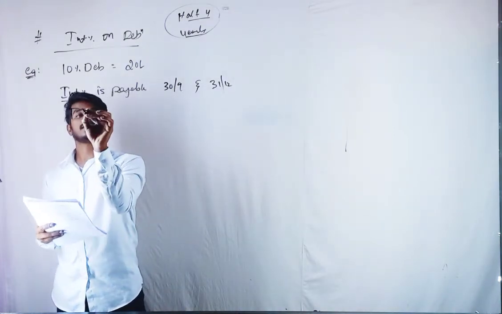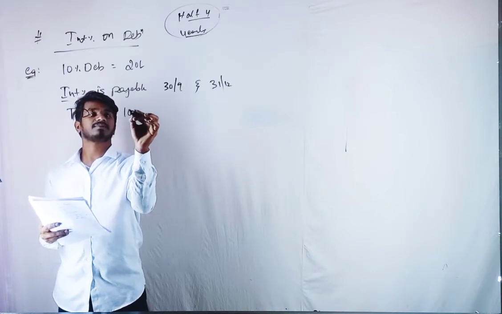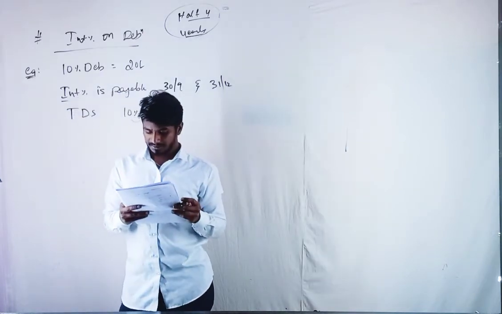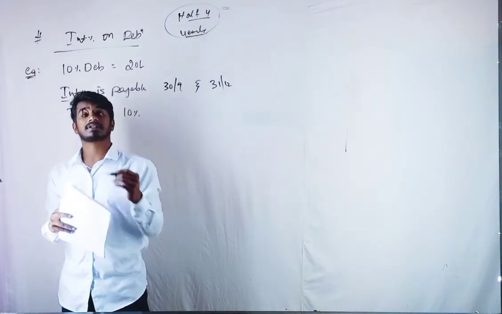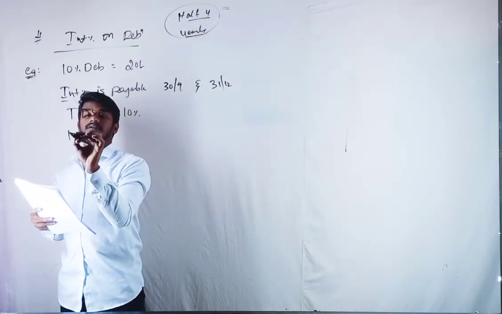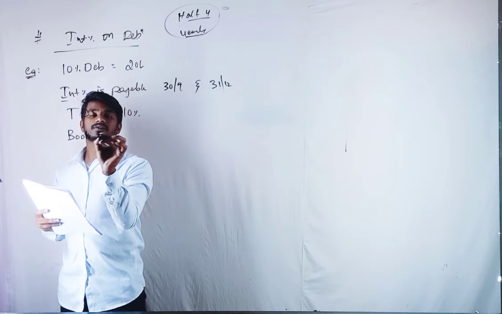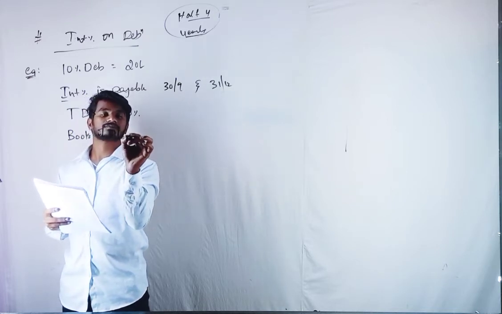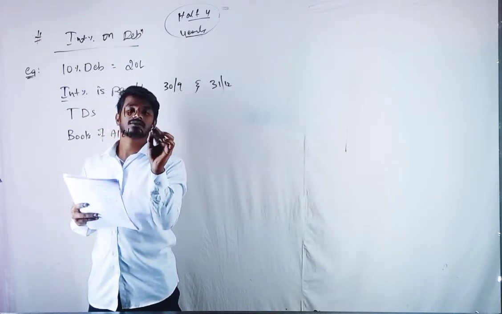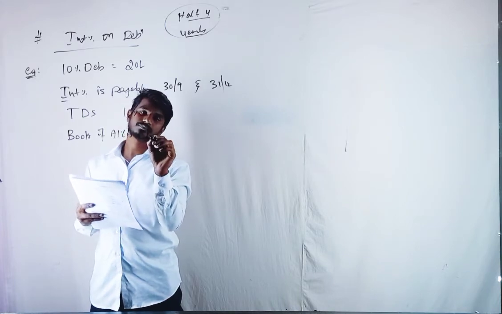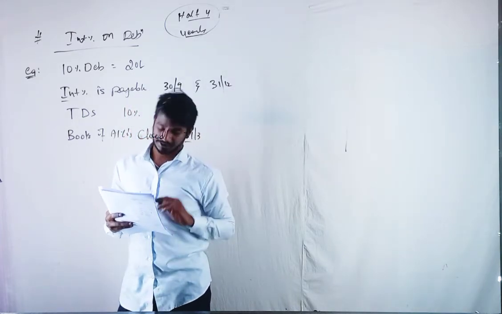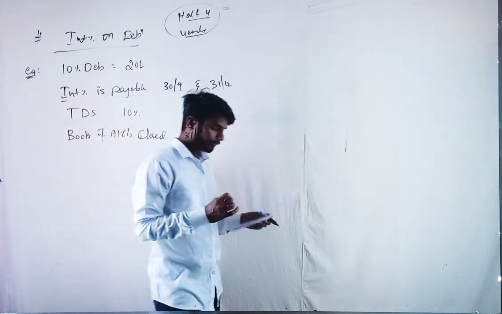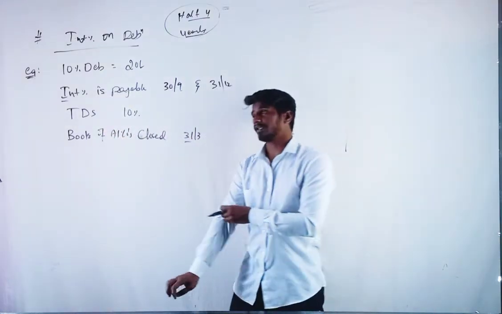TDS rate is there. TDS rate is 10%. Books of accounts are closed on 31st 3. So what will be the entry? What will be the entry?